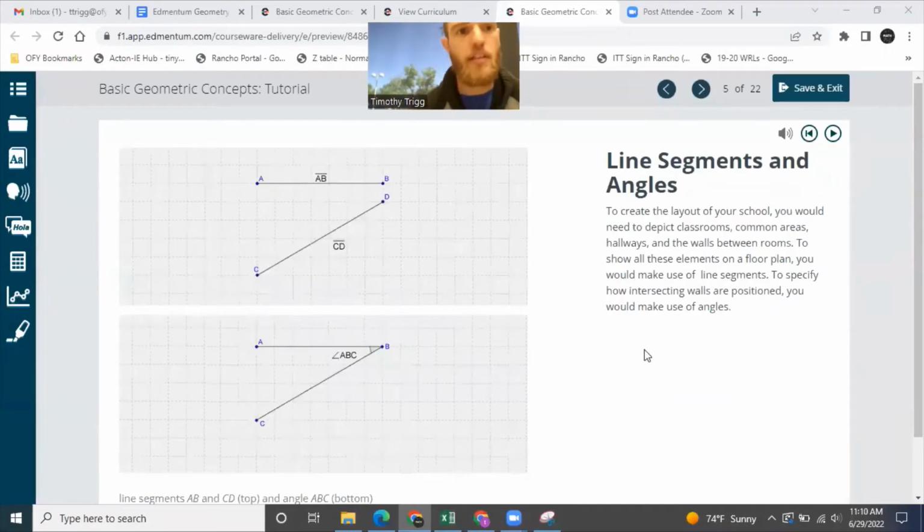Hello, math students. Today we're going to be going over some basic geometric concepts. I suggest that you follow along very closely, and you might have to rewatch a couple things here. This is going to be an important lesson for you to understand the next few units.